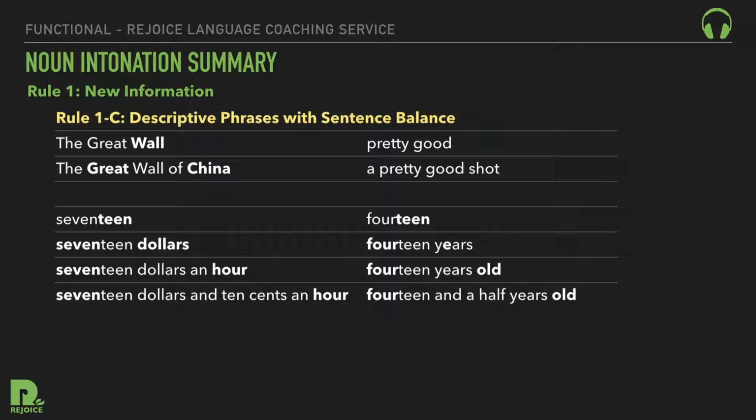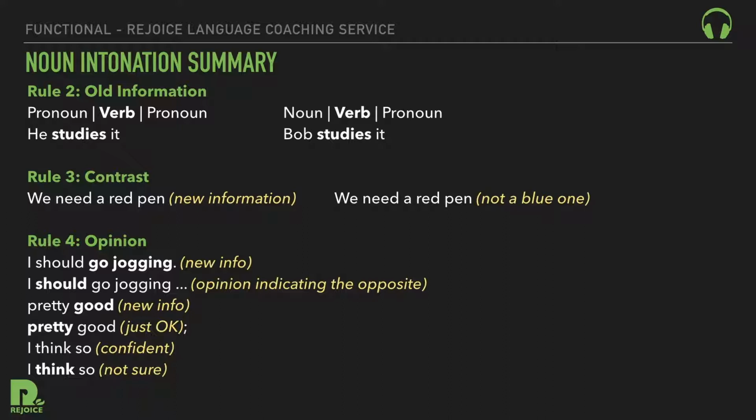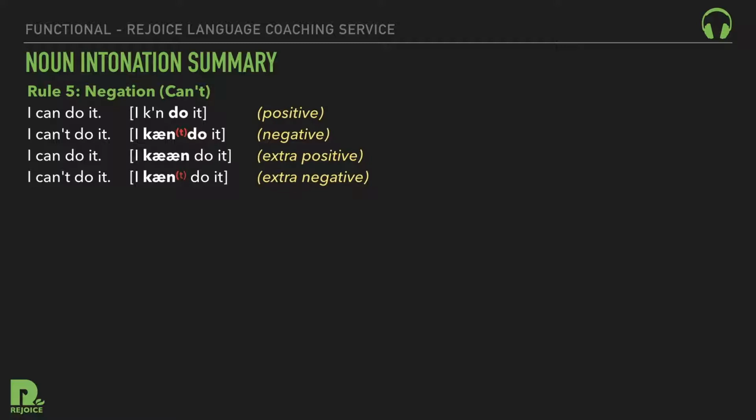Rule 2, old information. He studies it. Bob studies it. Rule 3, contrast. We need a red pen. We need a red pen, not a blue one. Rule 4, opinion. I should go jogging. I should go jogging. Pretty good. I think so. I think so. Rule 5, negation, can't. I can do it. I can't do it. I can do it. I can't do it.